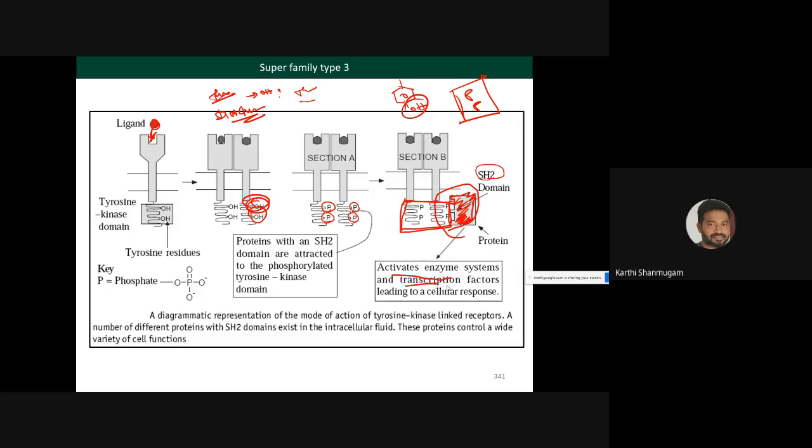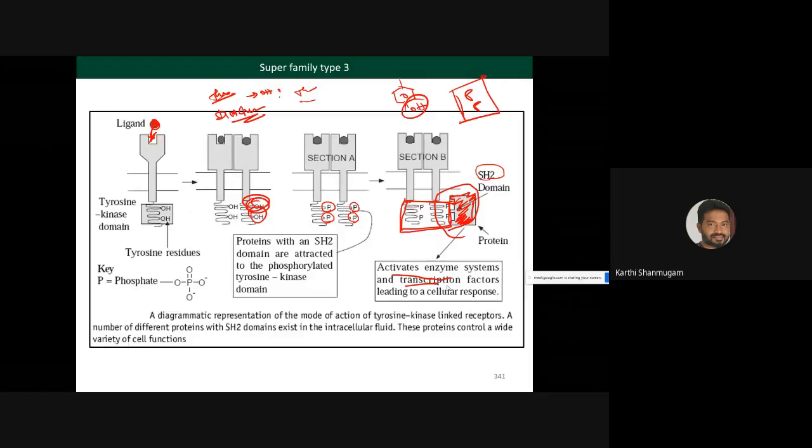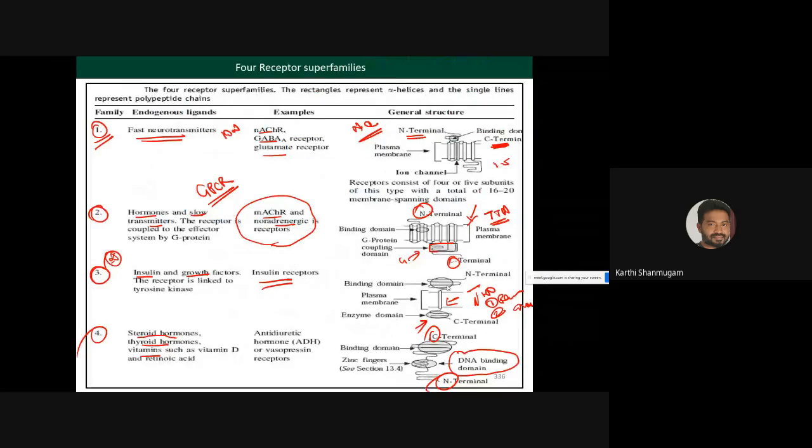Yes, sir. Superfamily type 4, I just leave it to you, because that's a very simple superfamily. The architecture is simple. There is no transmembrane helix in it, so it is not a membrane-embedded protein molecule. It is completely present inside the nucleus. It mainly controls the transcription and translation process. They have a DNA binding domain. I leave it to you for reading on your own. Is it fine?